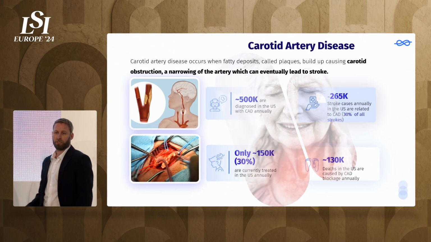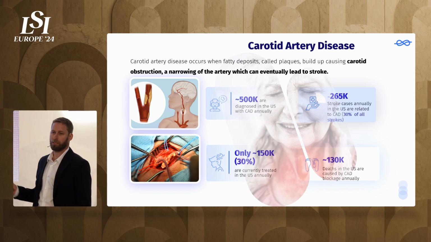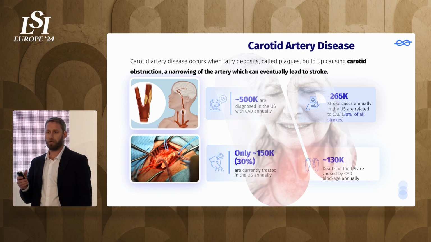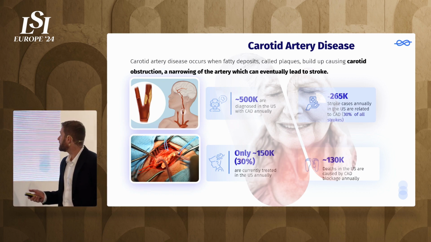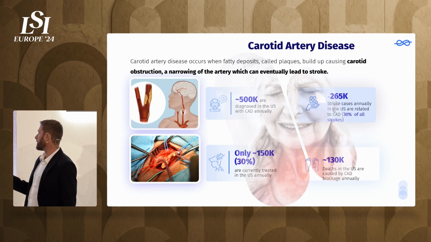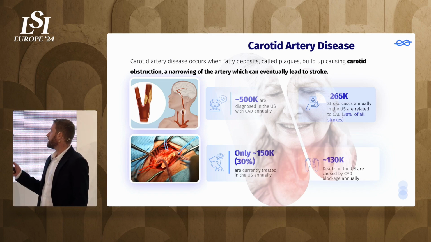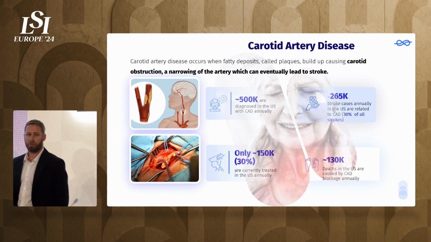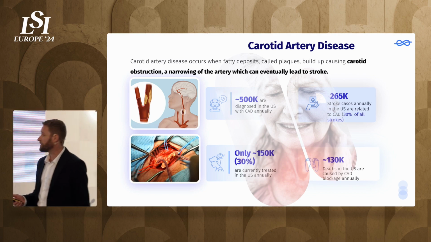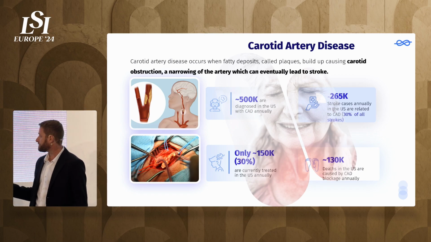Okay, so what is carotid artery disease? Carotid artery disease occurs when fatty deposits called plaque build up on the vessel wall, leading to narrowing that can eventually lead to strokes. This condition is related to 265,000 strokes and 130,000 deaths in the United States each year. Now I want to start with a short story, the story of 500,000 Americans who are diagnosed with carotid artery disease each year. Only a third of those patients will be treated.